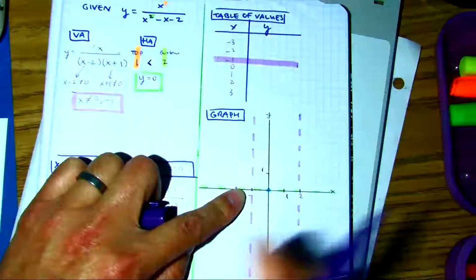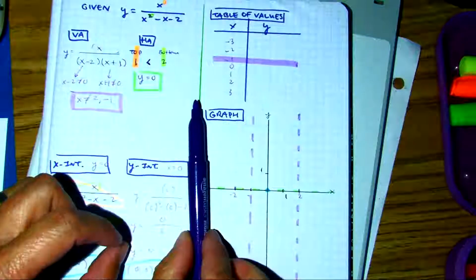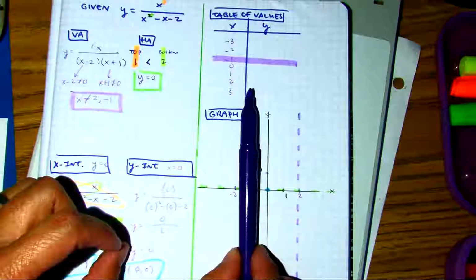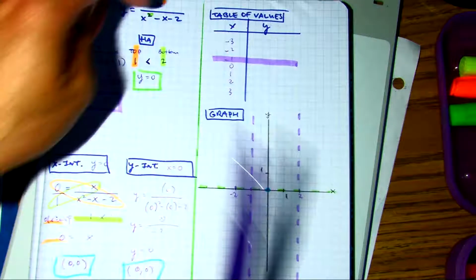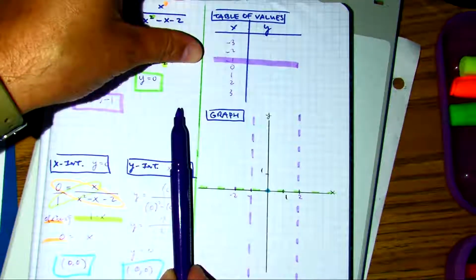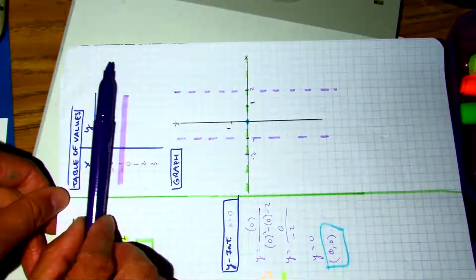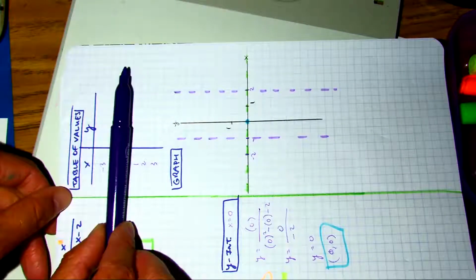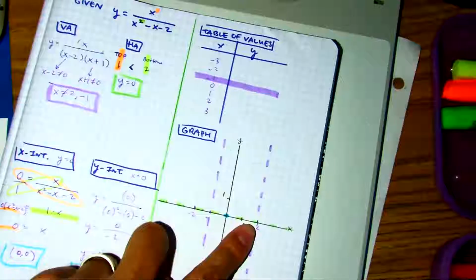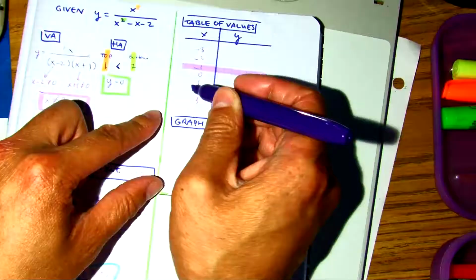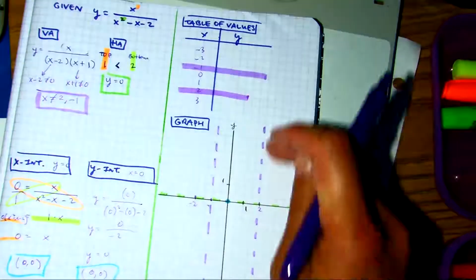Everyone say, to the left. I want values to the left. If you think about it, you see the purple line? Does that make sense? I need numbers to the left of -1. I want numbers between -1 and 2. And I want some numbers to the right of +2. Does that make sense? Let's get one more in there.